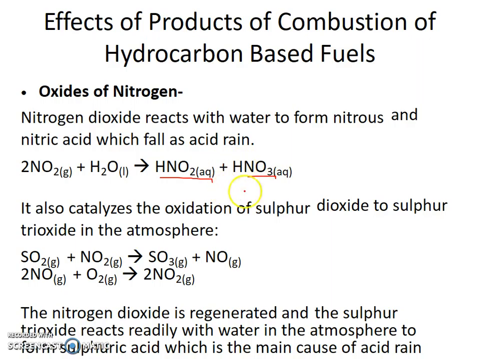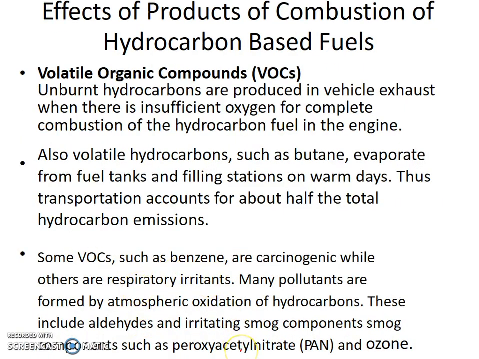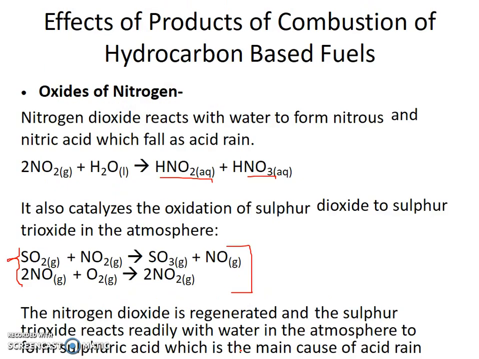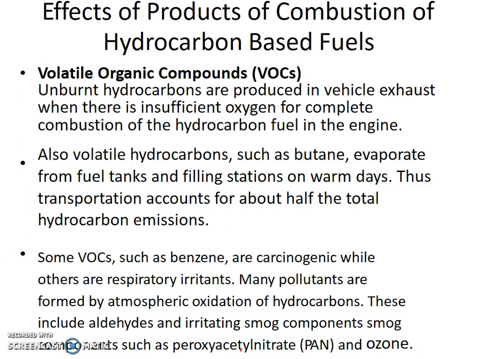Okay, so you have nitrous and nitric acid. Nitric is the second one, nitrous is the first one here. But together you see how these two gases, which are products of combustion, can take part in the formation of acid rain. Later on we'll talk about the acid rain. But volatile organic compounds are just organic compounds that are very volatile, and they're involved in things like the formation of smog, as we spoke about earlier.